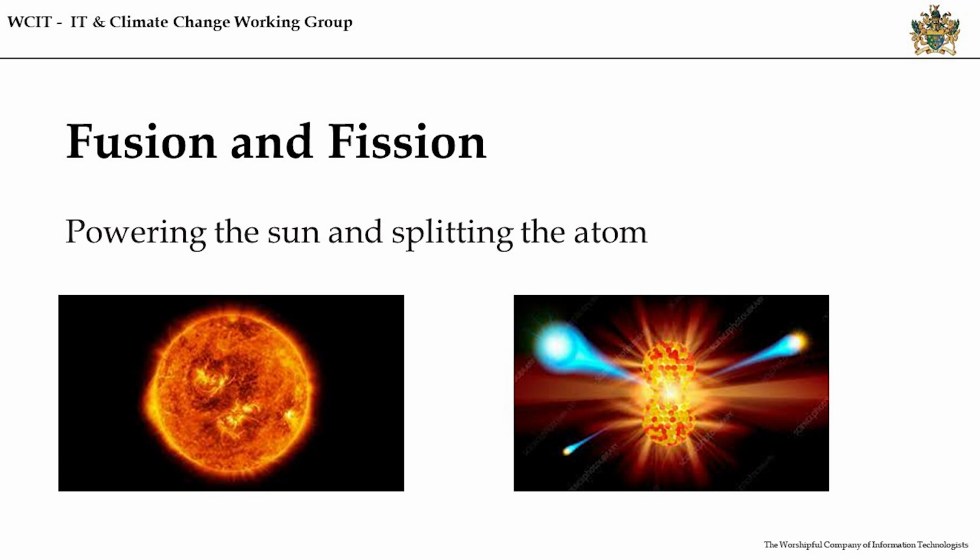Fusion and fission. You may all know this already, but with fusion, we're talking about powering the sun, and with fission, we're splitting the atom. With fusion, you take two very light elements and combine them together, and that releases energy. With fission, you have one heavy element and you split it up, and again, that releases energy. These are the kind of one-line explanations that you get for fusion and fission. Whilst they're handy, I don't think they really give you much.